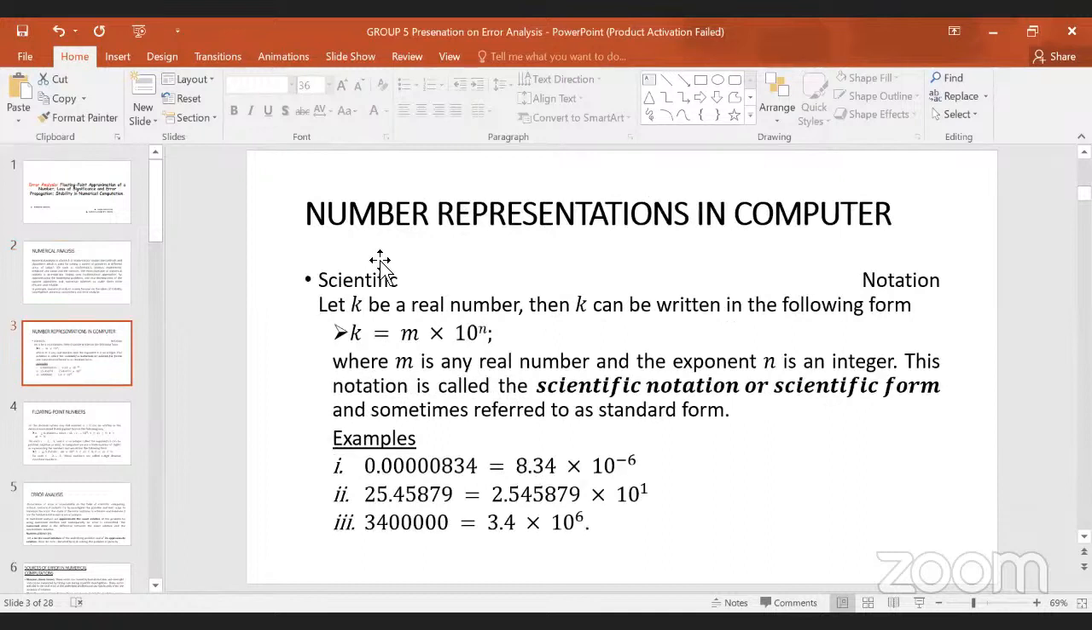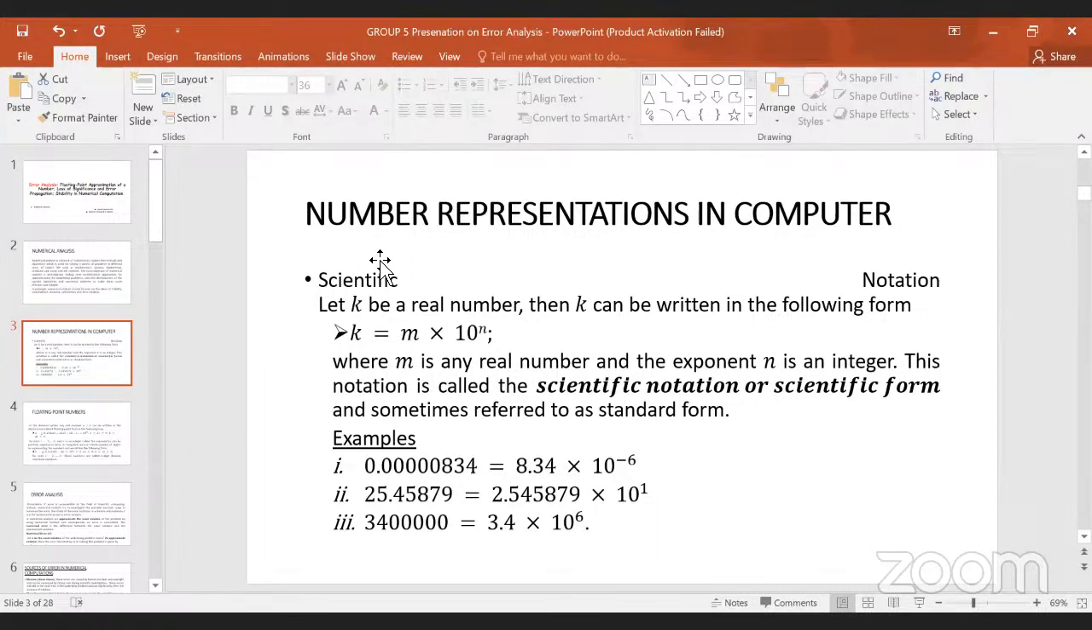So we have number representation in computers. We all know what is called standard or scientific notation, where we let a real number be denoted as m times 10 raised to power n, where m is any real number. n can either be negative or positive. We all know how this goes. If your number is a whole number, then your n will be positive. Meanwhile, if it's a decimal or a fraction, then your n tends to be negative.